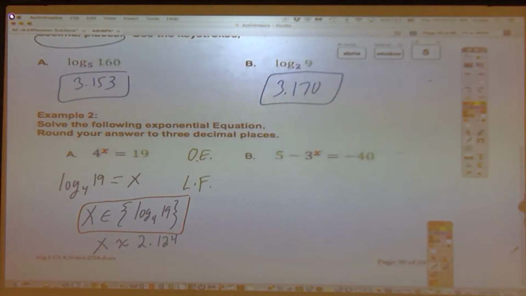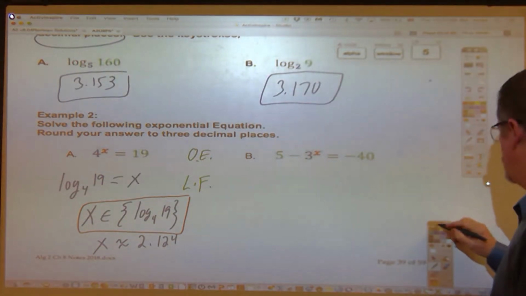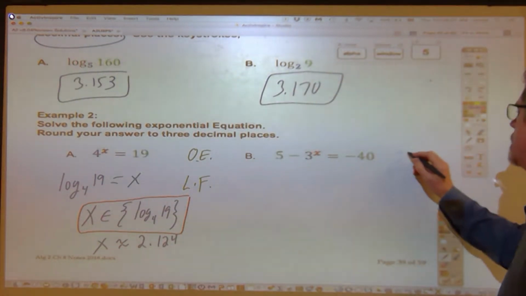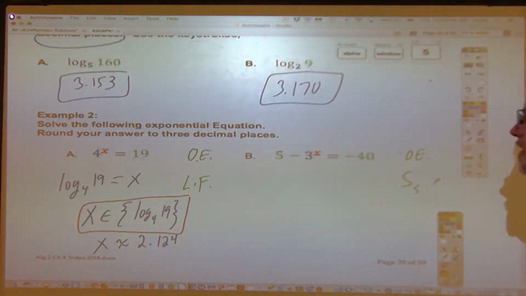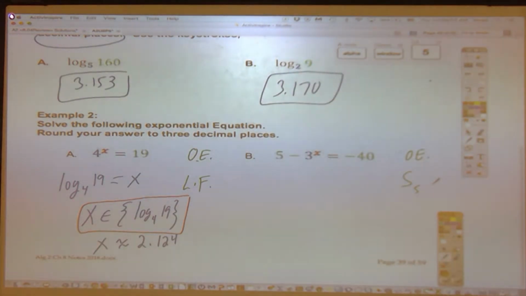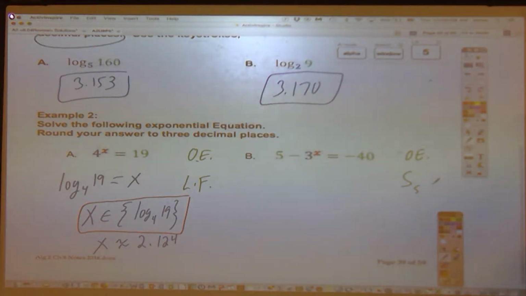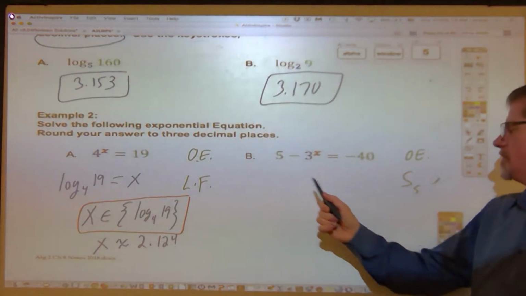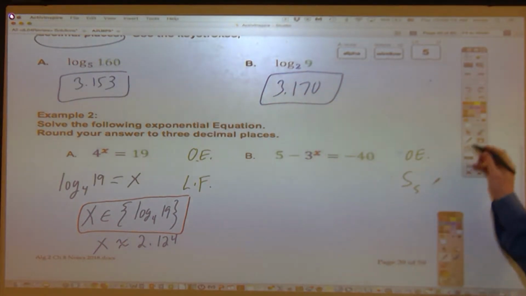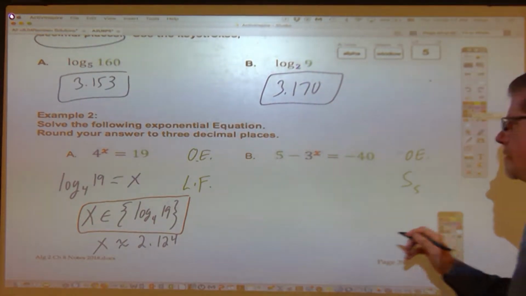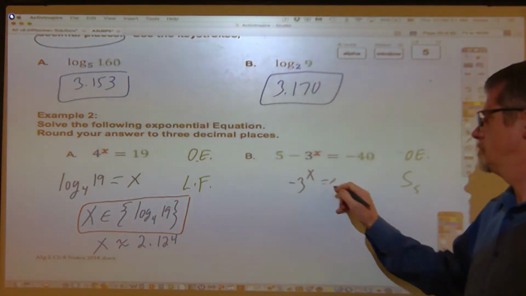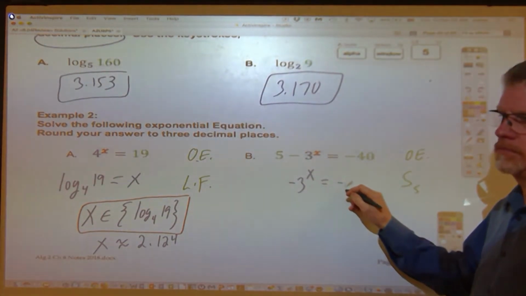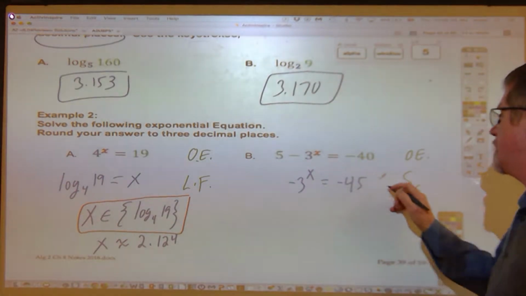I'd like you all to try part B, well, actually, let's get the code set up here together. Because the first thing that you want to do is the S5 code. What line of algebra? Tell me the line of algebra that lines up with the subtract 5 from both sides code. -3 to the x power equals -45. Yeah, that's well done.